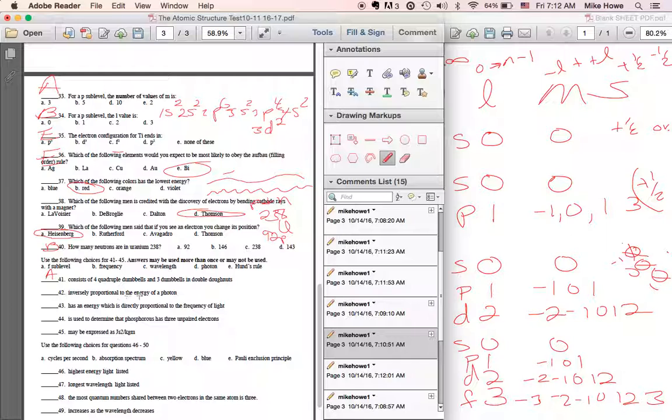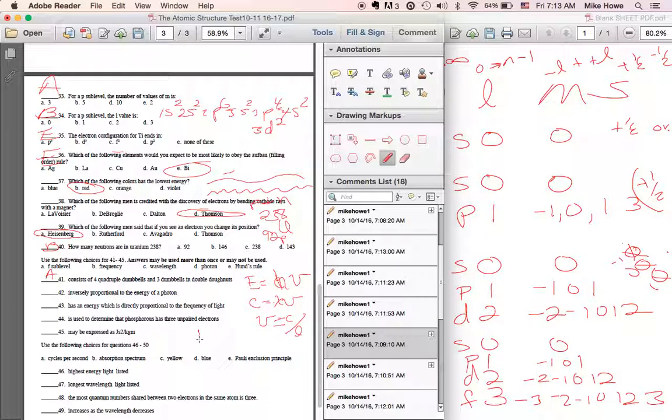42, inversely proportional to the energy of a photon. We have this little equation, E is equal to h times frequency. So E equals h nu. We also know that C is equal to lambda nu. So we could say that nu is equal to C over lambda.